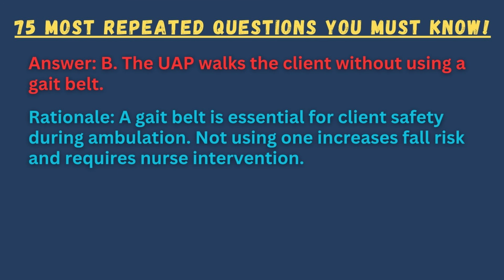Answer. B. The UAP walks the client without using a gait belt. Rationale. A gait belt is essential for client safety during ambulation. Not using one increases fall risk and requires nurse intervention.